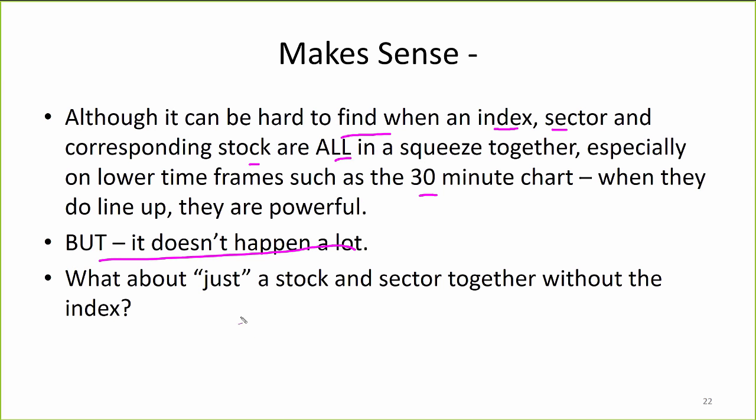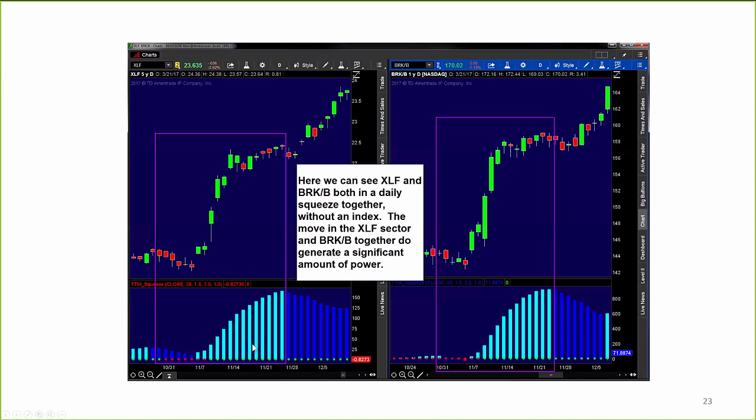My next premise was, what about just a stock? What about just a stock and a sector together without the index? Like if Facebook and XLK squeezed together without the index, what kind of impact is that? Would it be noticeably different?